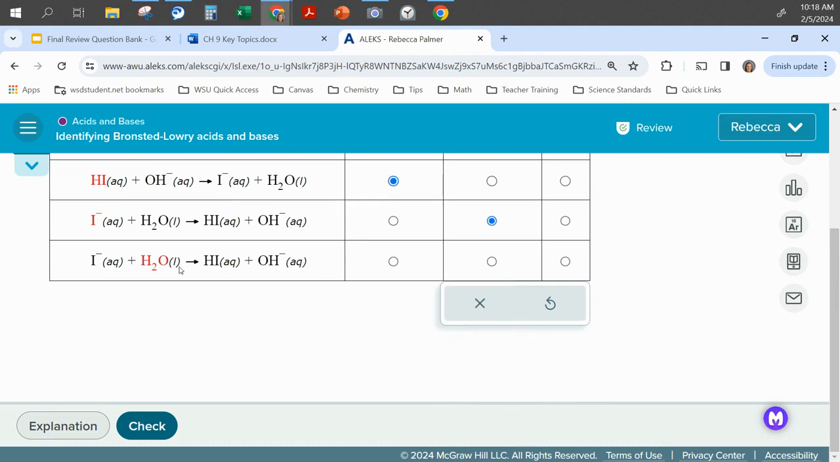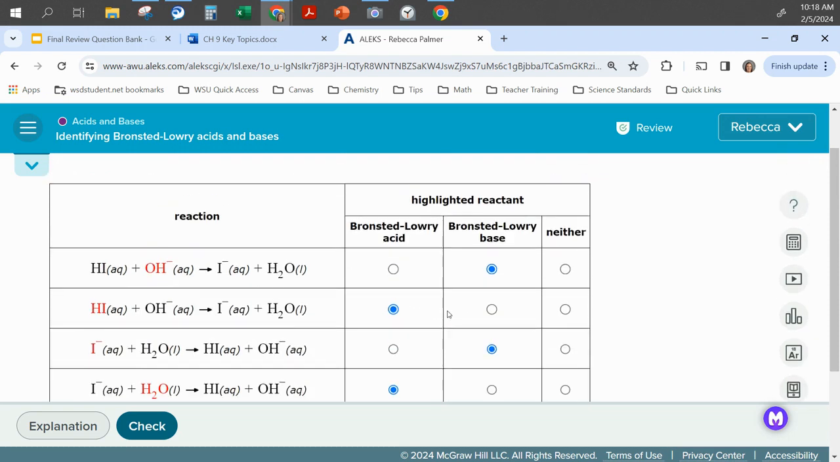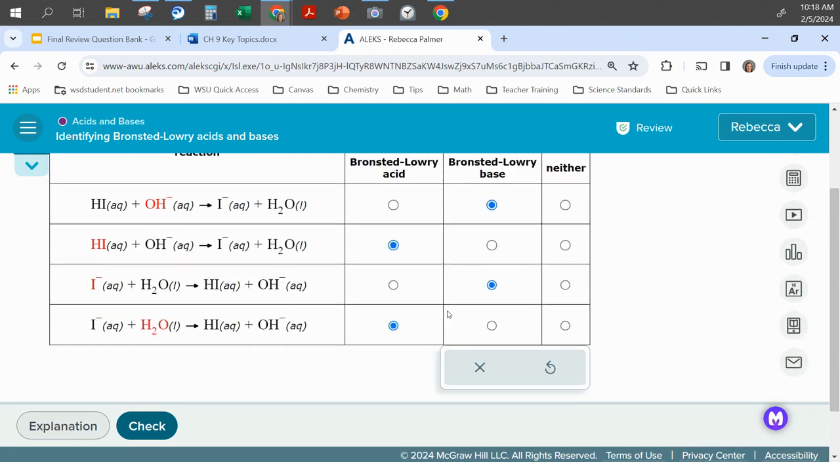Okay, and then water. What happens here? We started with water. Now it lost the H. So now it's acid. Oops. Okay. I don't think I've ever seen this be neither. This is just to throw you off.